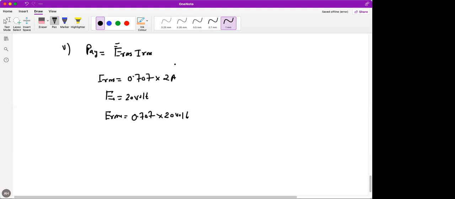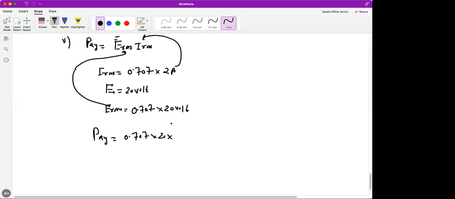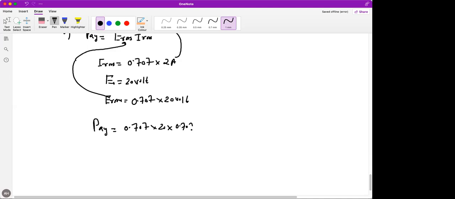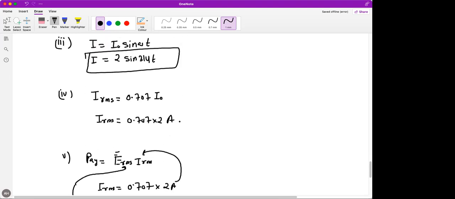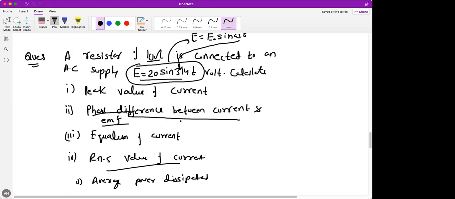Now you can substitute both the values here. You can substitute IRMS here and ERMS here. So you can write that your average power dissipated is 0.707 into 20, 0.707 into this much. A straight formula based question. Now we'll do questions on the concept.